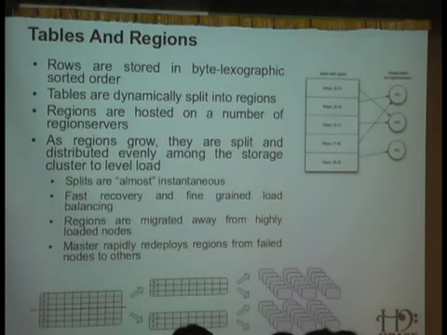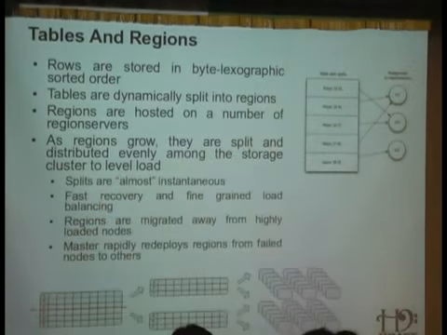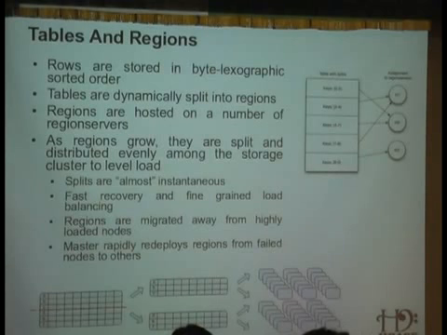So rows are stored in sorted order. Each column has its own file. As tables grow, they are dynamically split into regions. Regions are then distributed to a number of servers called region servers. There can be any number of region servers on the platform. There's no architectural limit. In theory, you can support a very, very large amount of data, petabytes of data, by just adding more region servers over time to serve this data as these tables grow.